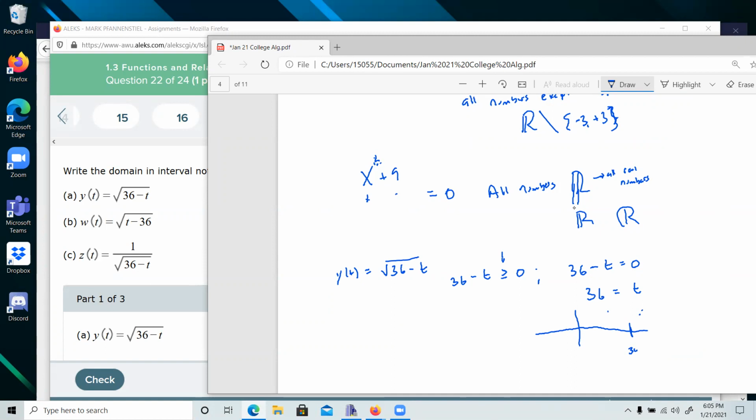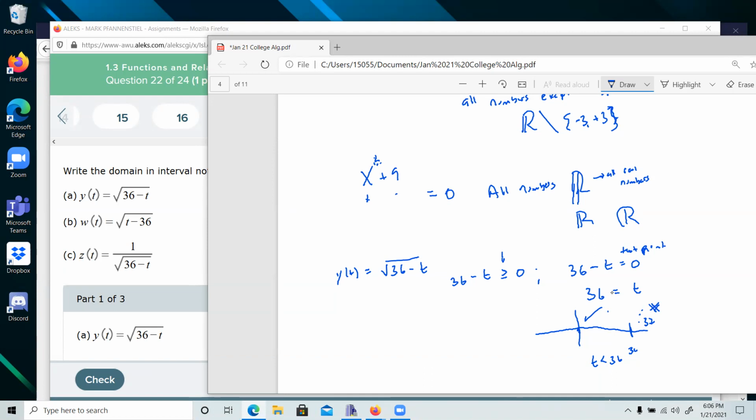So pick your favorite number that happens to be smaller than 36. You can pick 35. You can pick 0. Is 36 minus 0 going to work? Yes, 36 minus 0 is going to work. So t is less than 36. That's going to be just fine. Pick your favorite number that's bigger than 36. 37 looks like a good number. If I say 36 minus 37, that's going to be a negative number. That's not going to work inside of our square root. So 37, no, I don't like that. So this is called the test point method.